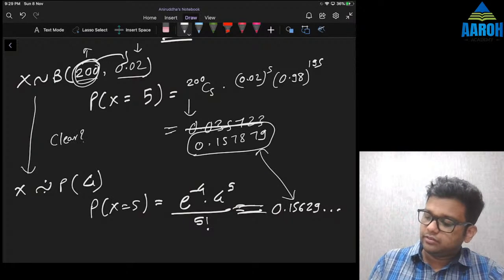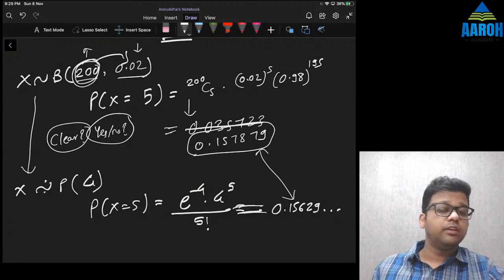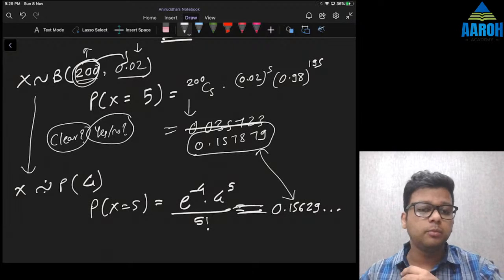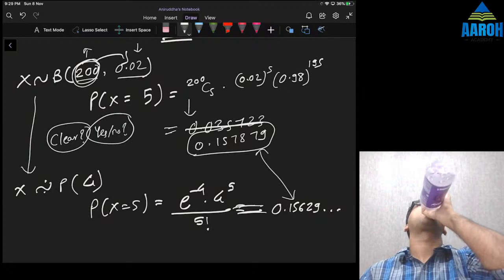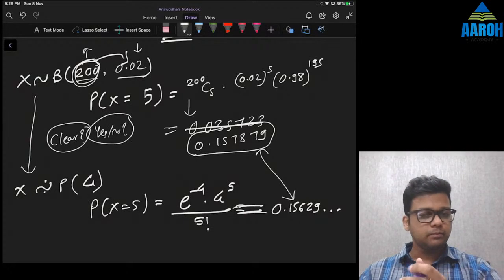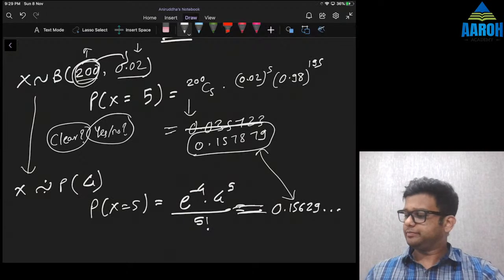Clear everyone? Yes or no? Tell me, then we'll go to the last property of Poisson distribution. Correct, Akash? Yashodan, Sanika, correct. Correct, Sukanya.